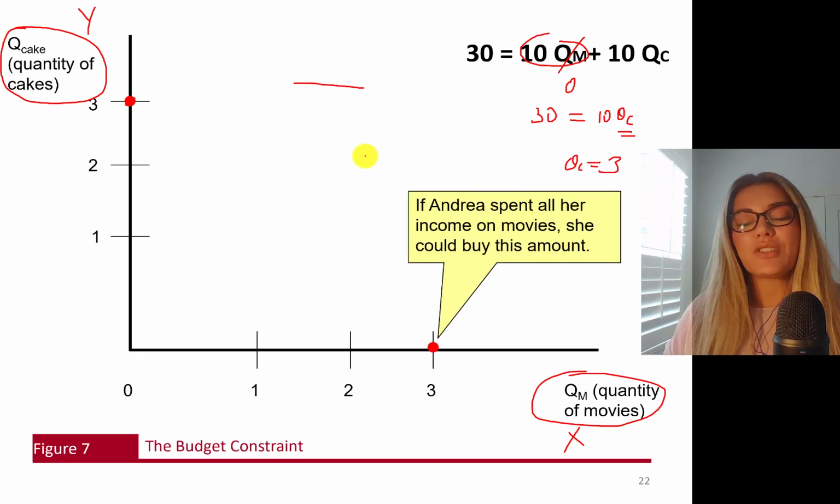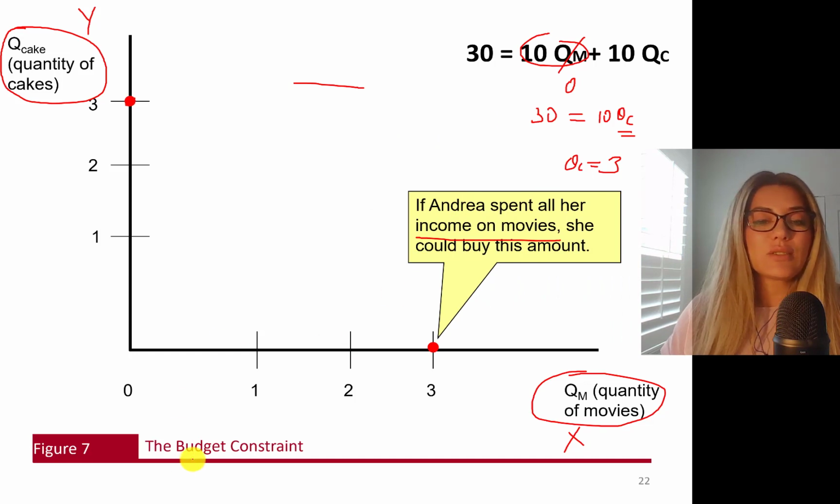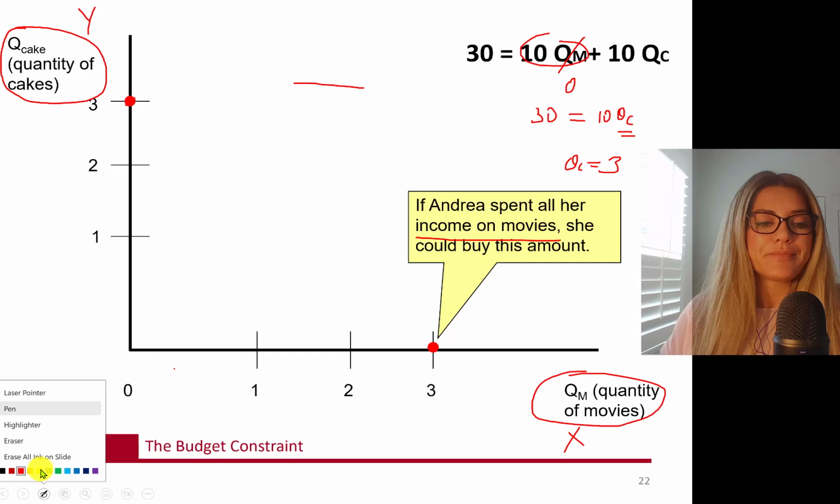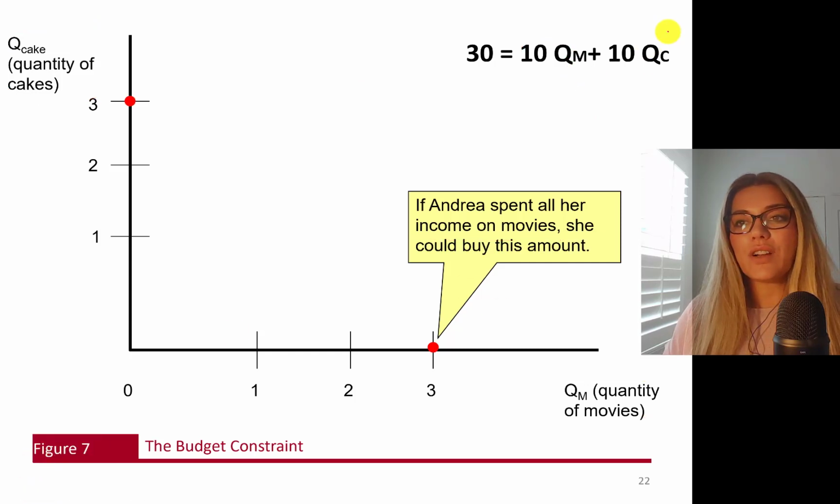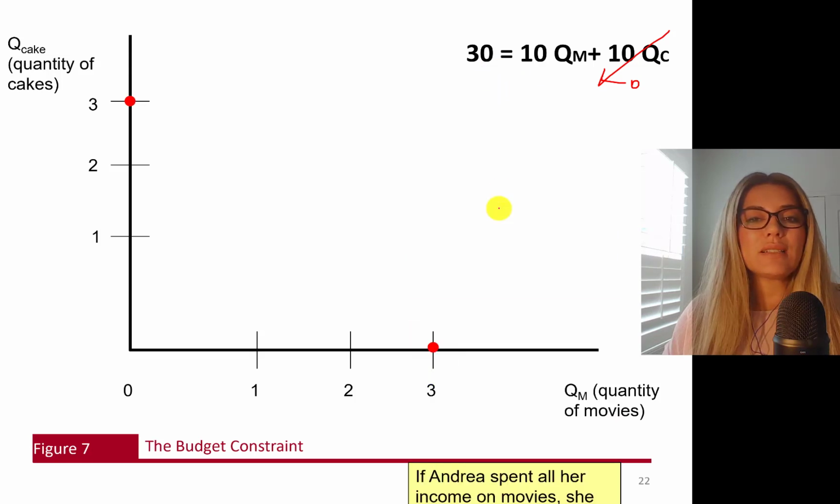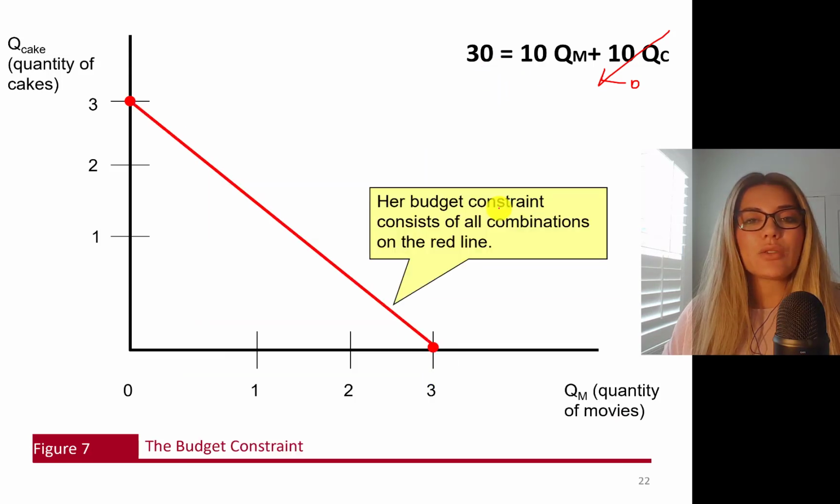Similarly, if Andrea spent all her income on movies, again, she's going to go see 3 movies. Okay, so how did we find it? She's going to buy 0 cakes. This becomes 0. 30 equals 10QM. Divide everything by 10: 3 movies. You connect these points, you're going to get the budget line.